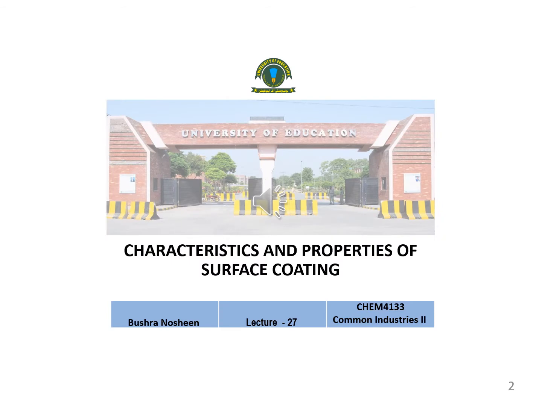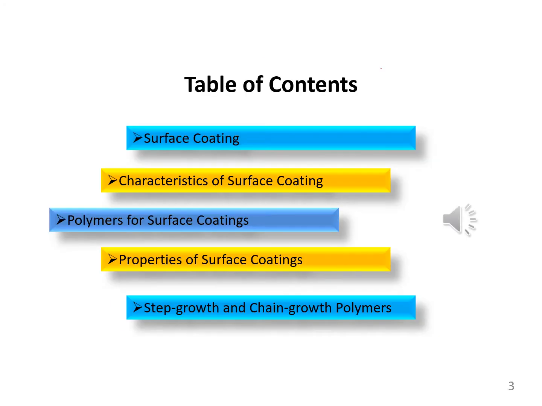Lecture number 27 is characteristics and properties of surface coating. Table of contents. The table of contents of this lecture are surface coating, characteristics of surface coating, polymers for surface coatings, properties of surface coatings, step growth and chain growth polymers.